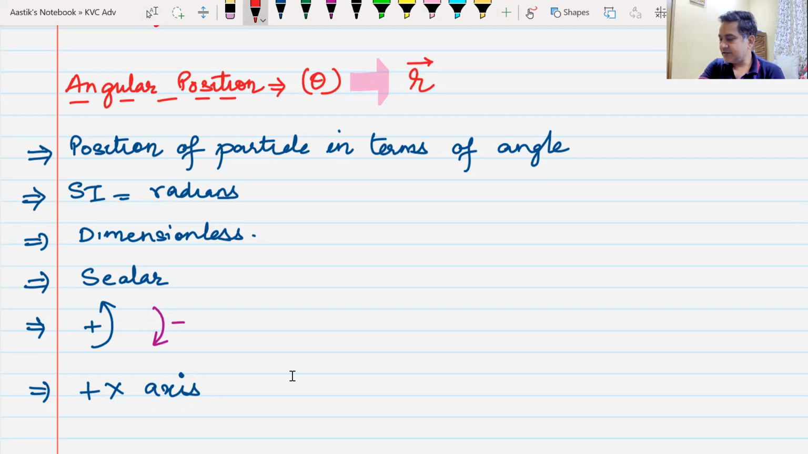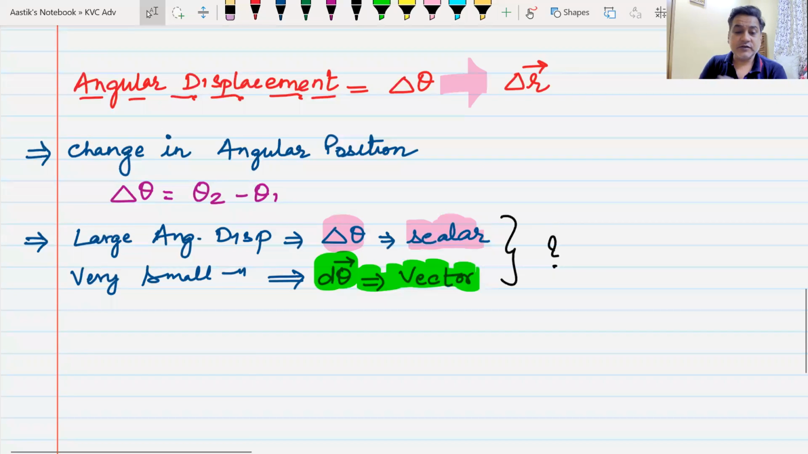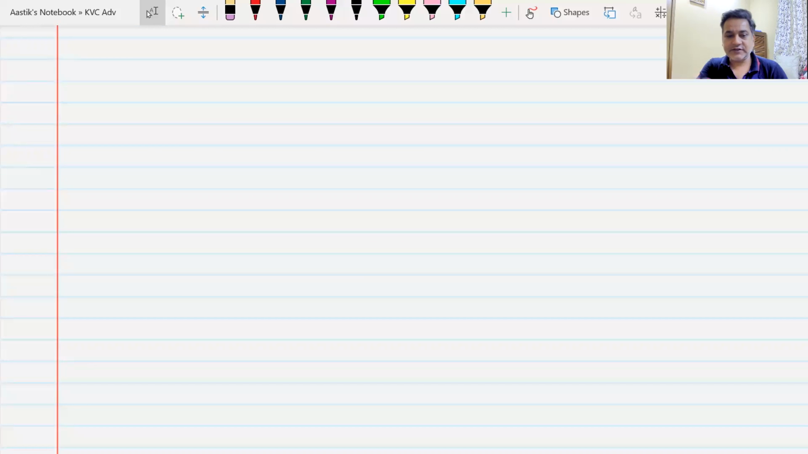Angular position and angular displacement are similar quantities. No, angular position and angular displacement are similar to position vector and displacement vector. Representing the same thing, but in an angular sense, in the case of circular motion. Do you understand this? Yes, sir. Having said that, now you should be able to understand what is the next term that is going to come.